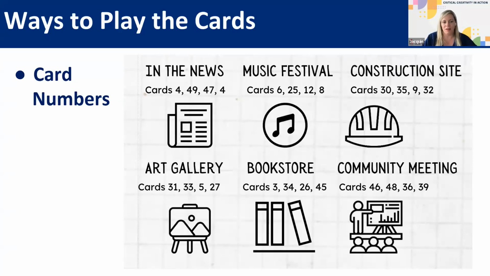Now, the card numbers can also be used to organize ways to play the cards. So the teacher's manual includes a number of themes that the cards may represent. So for example, cards 4, 49, 47, and 7 all work very well with nonfiction articles and texts about current events, which we called In the News as a thematic unit. Some of the other thematic units in the teacher's manual include music festival, art gallery, community meeting, and construction site. So there's lots of creative ways that you can combine these cards to set a theme for learning for the week or for the day.